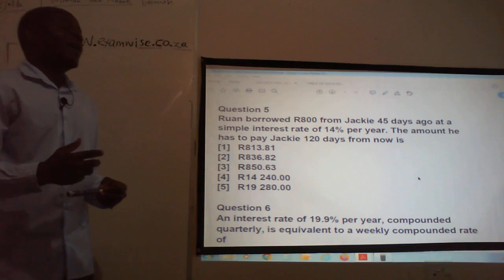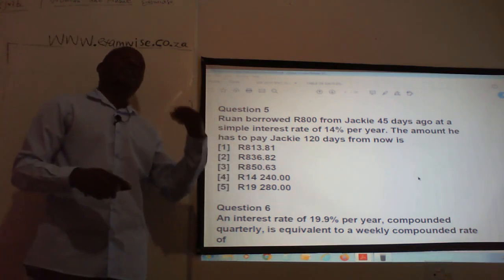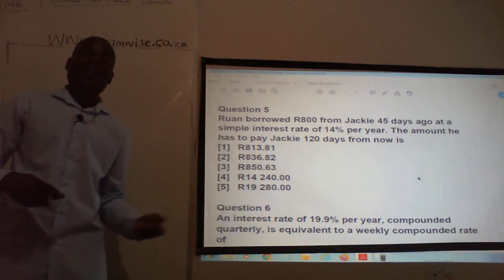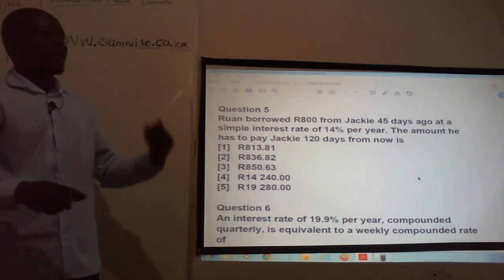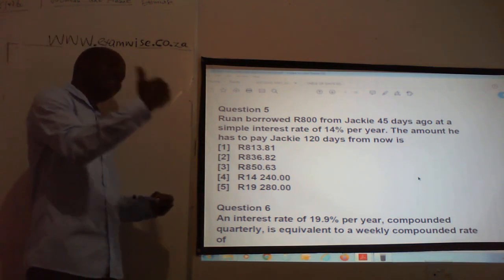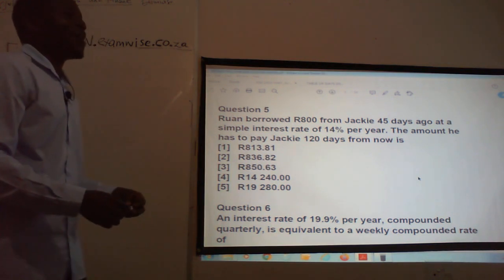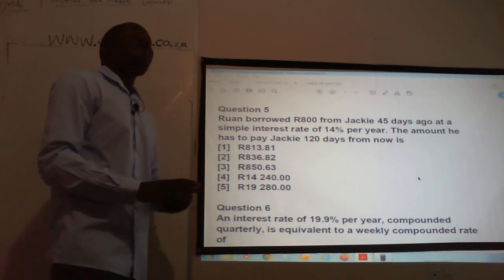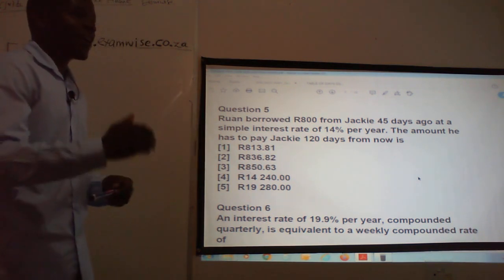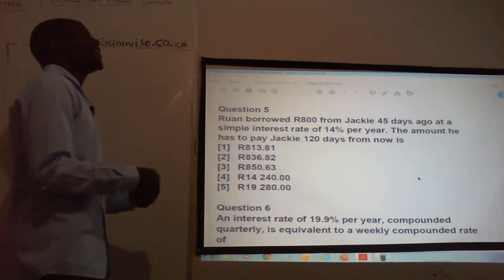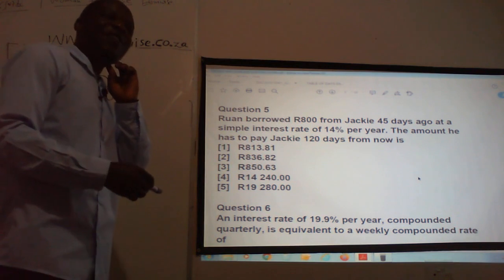So what are we required to calculate? The amount that must be paid 120 days from now. So it means 120 days from now is our future. So we are simply required to calculate our future value. Then the question is, how are we going to calculate our future value?